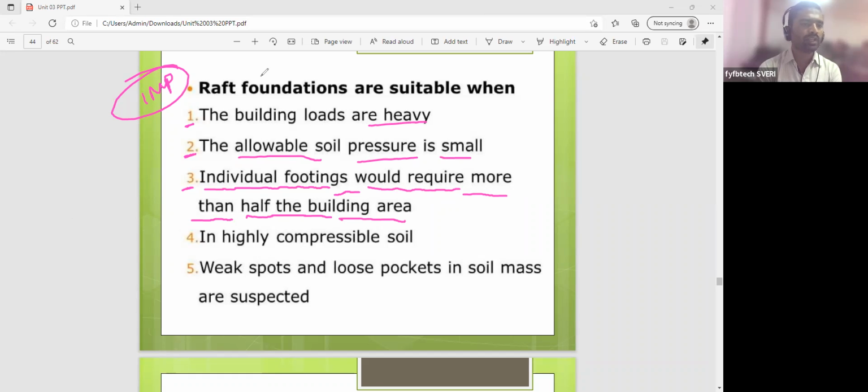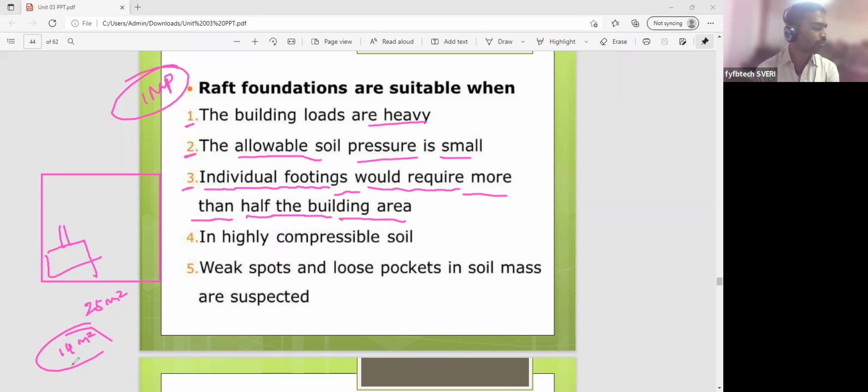Okay. So in case the area of the plot, what is your area of the plot? Suppose it is 25 square meter. If you are placing one column foundation, if that carries around 13 or 14 or 15 square meter, so this one column foundation becomes 14 square meter. But the total plot is how much? 25 square meter. It is more than 50%, more than half. Okay, in that case you had better go for mat foundation. Individual footings would require more than half of the building area, then we are providing raft foundation.